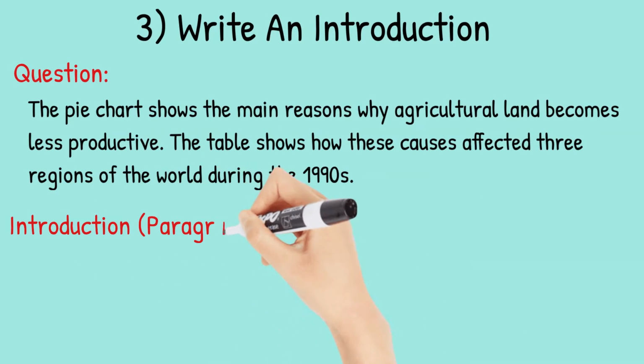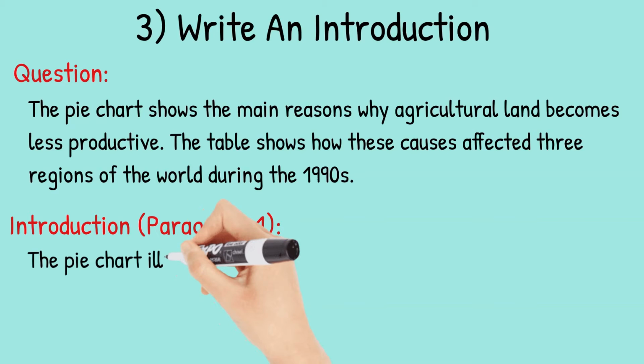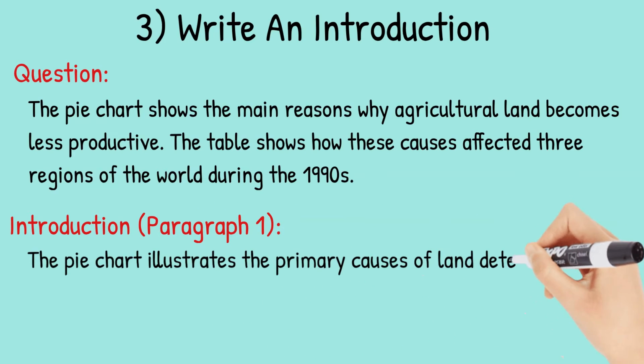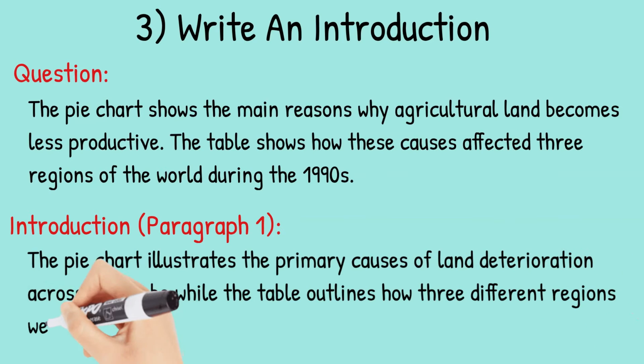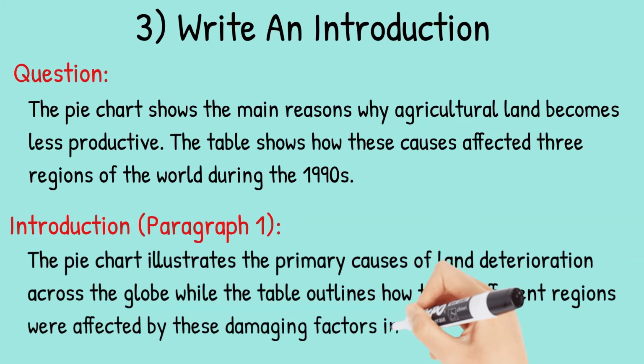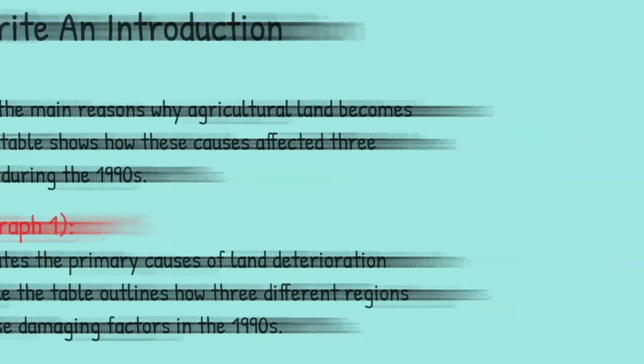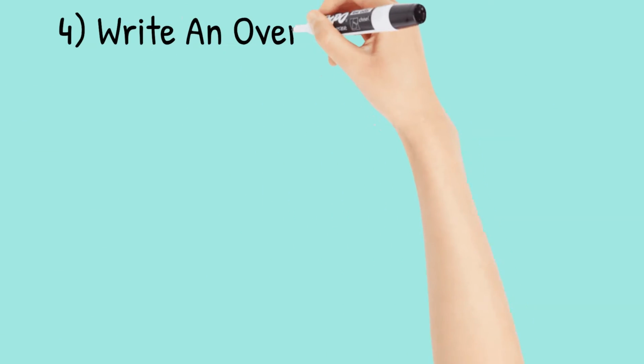You can write the introduction or paragraph 1 as: the pie chart illustrates the primary causes of land deterioration across the globe, while the table outlines how 3 different regions were affected by these damaging factors in the 1990s. This is all you need to do for the introduction. Next, we will write an overview, that is paragraph 2.